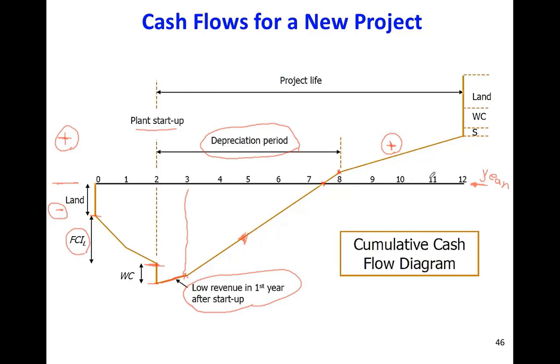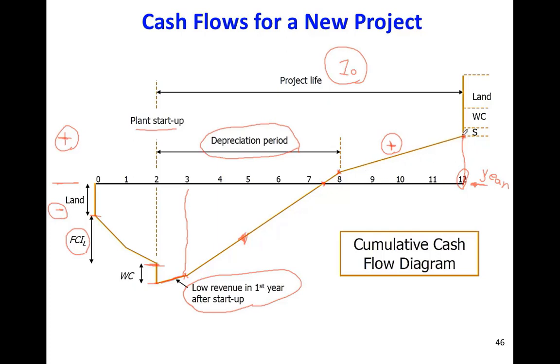If you consider that the project has a life of 12 years, at the end of year 12 the project will be stopped. We start the project at this year, but until year 2 we were building the project. At year 2, the project is started. From year 2 to 12, which is 10 years, this is the working life of the project. And we will finish the project here.